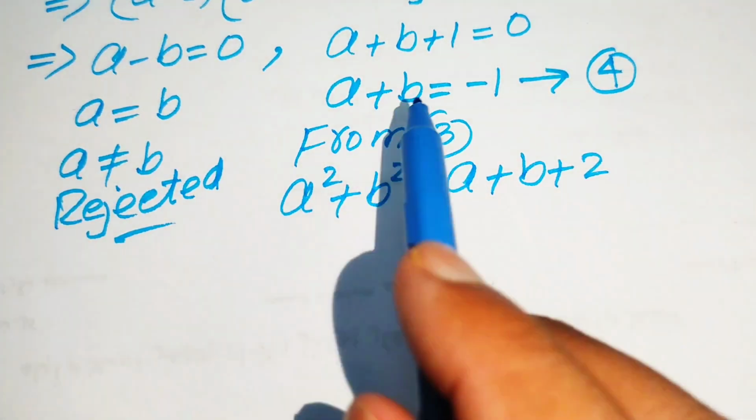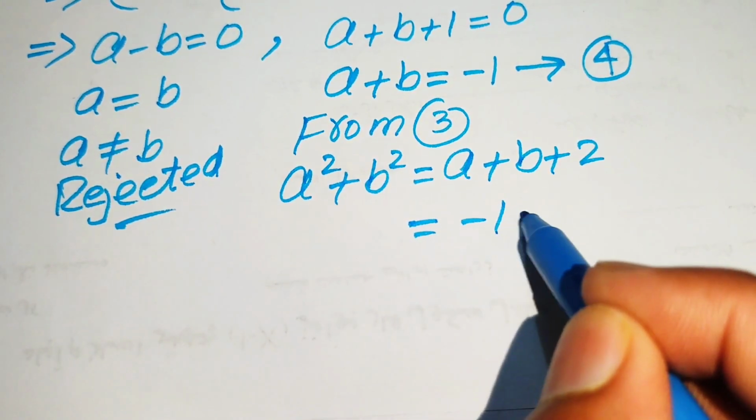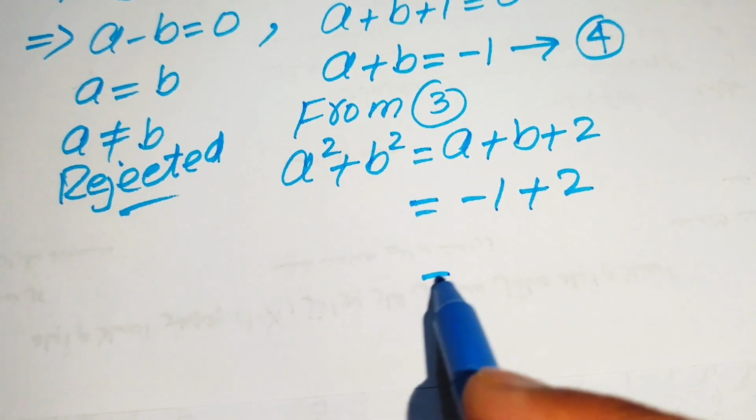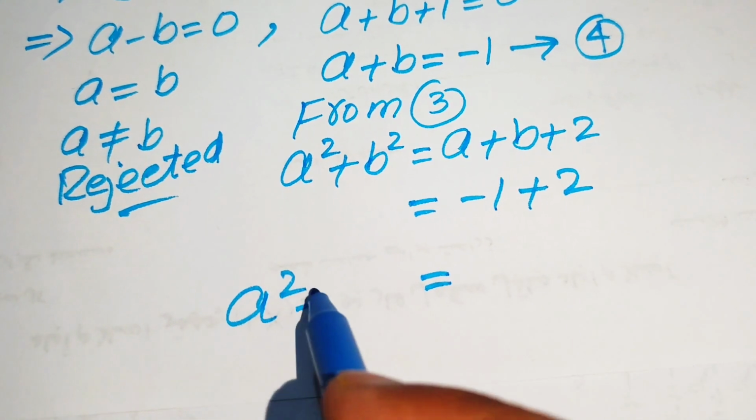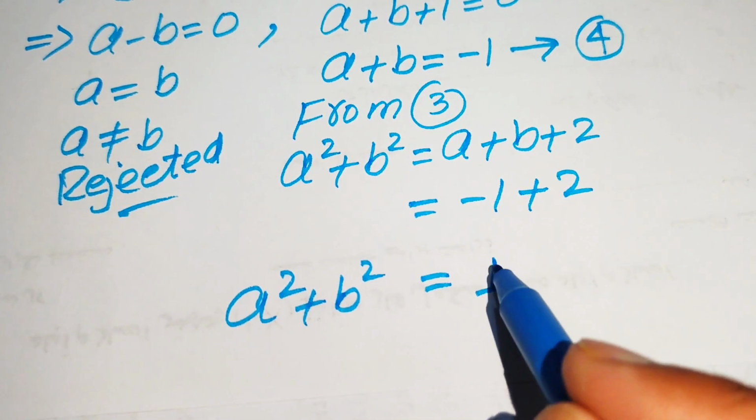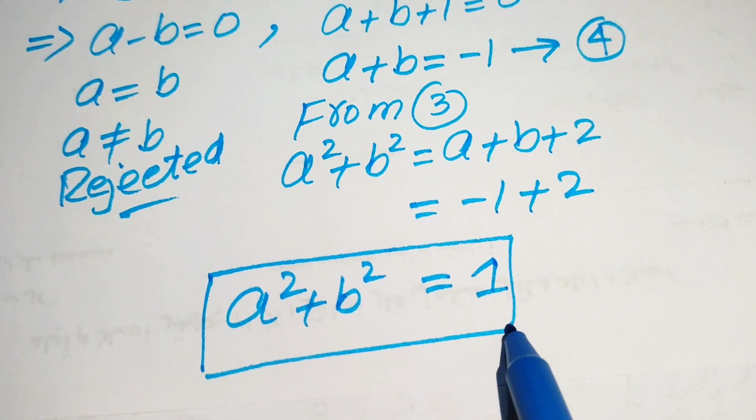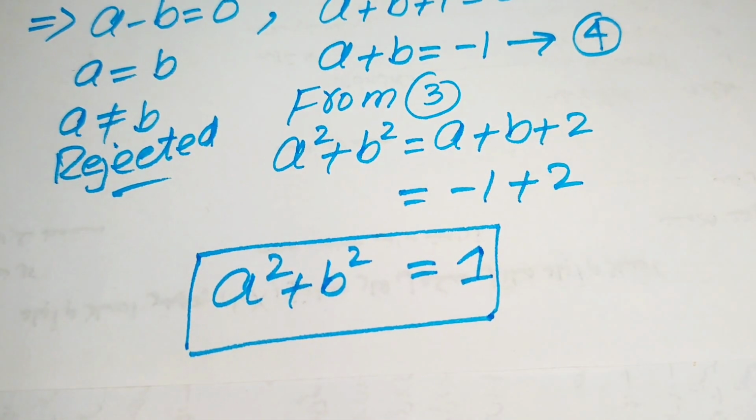So here we substitute the value of a plus b here, and it will be written as minus 1 plus 2, and we have the value of a square plus b square is equal to plus 1. So this is the value of a square plus b square.